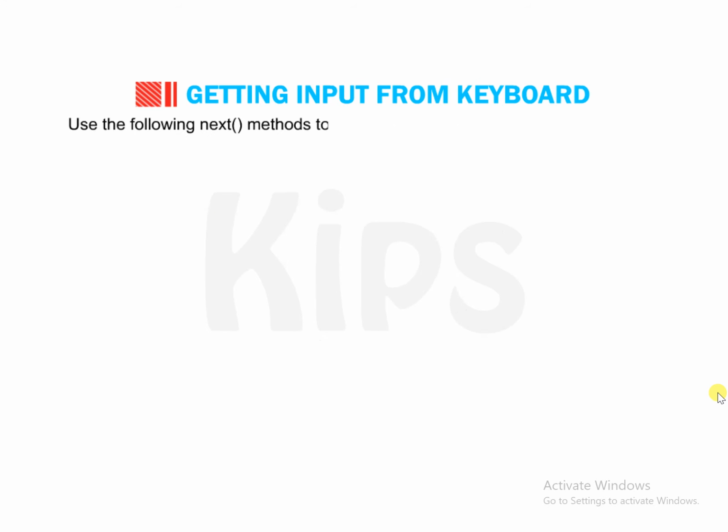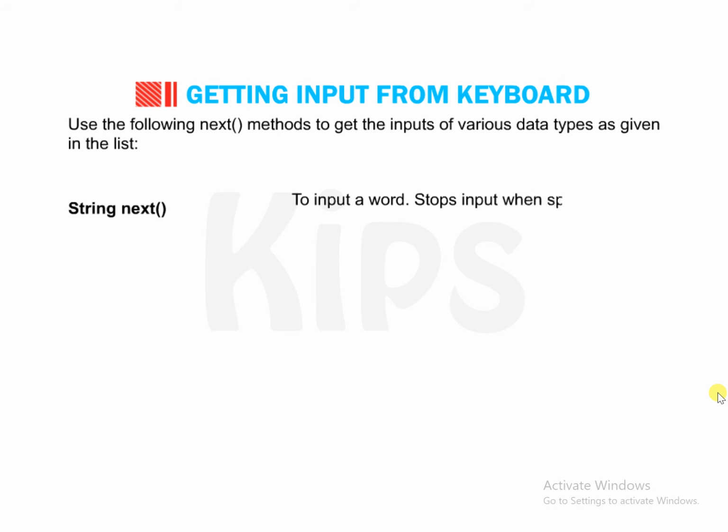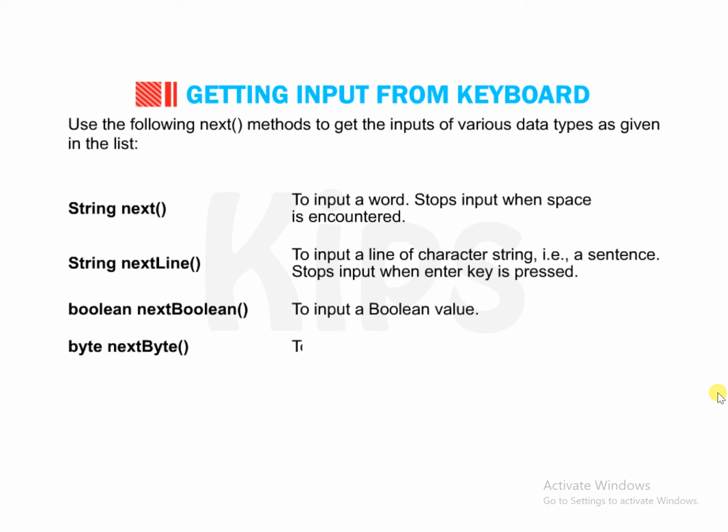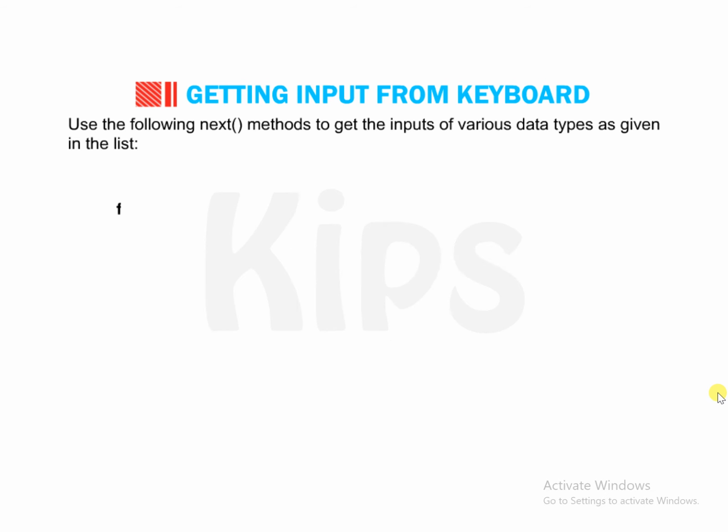Use the following next methods to get the inputs of various data types as given in the list. String next(): to input a word, stops input when space is encountered. String nextLine(): to input a line of character string, that is, a sentence. Stops input when the enter key is pressed. boolean nextBoolean(): to input a boolean value. byte nextByte(): to input a byte value. double nextDouble(): to input a double. float nextFloat(): to input a float value. int nextInt(): to input an integer value.